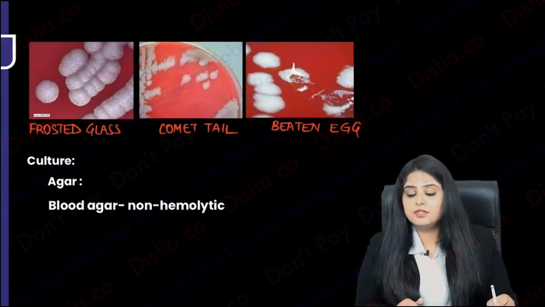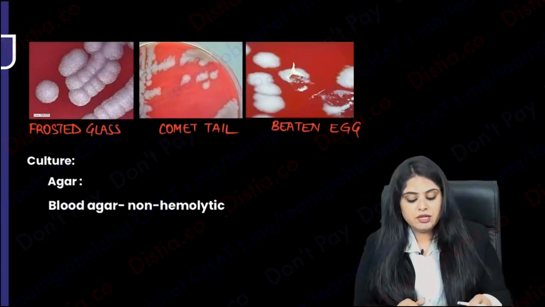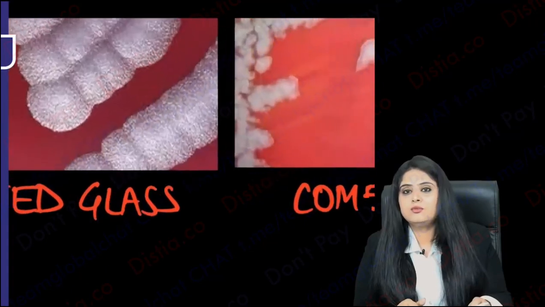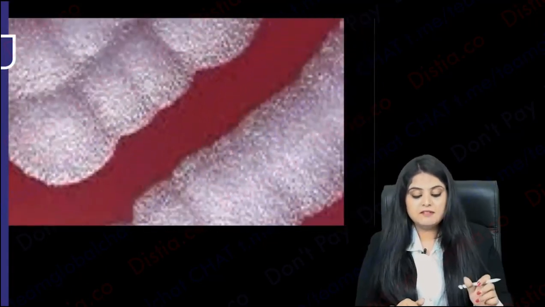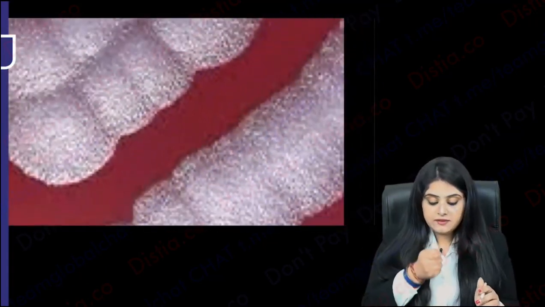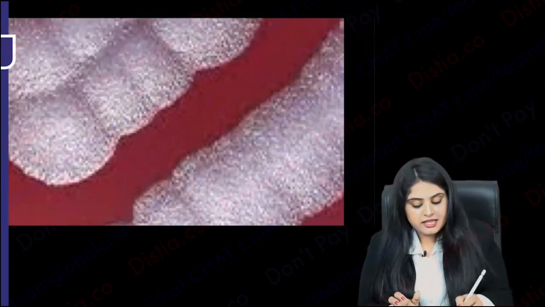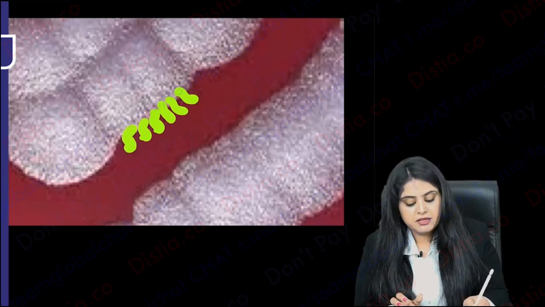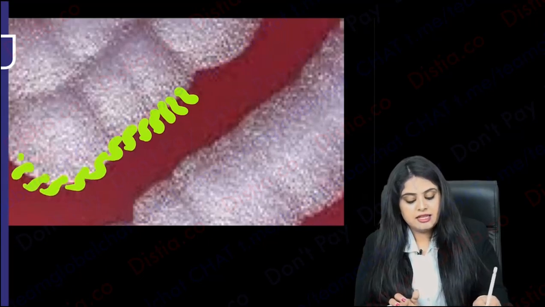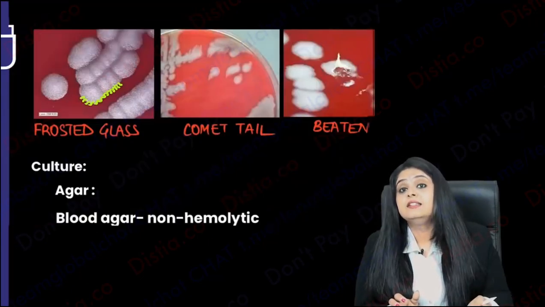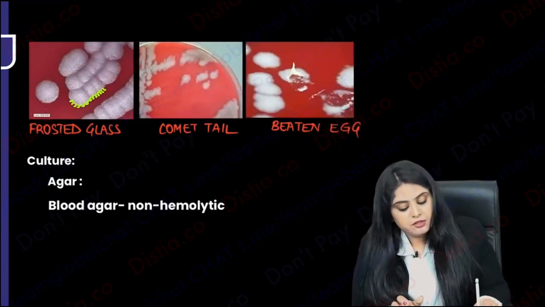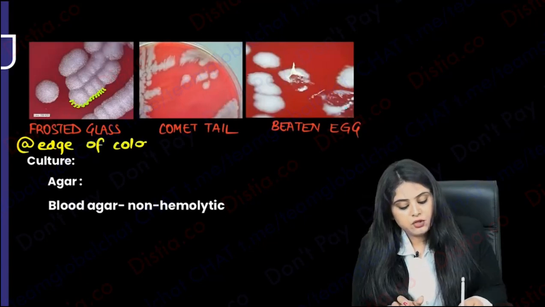And you know what I can do further? If I like, I can't zoom in, I'm not a microscope here, but if I take a hand lens and I go very, very close to this edge, it will show me some filamentous structures like this, and that is referred to as the medusa head appearance. So please remember, at the edge of the colony, we can see medusa head appearance.